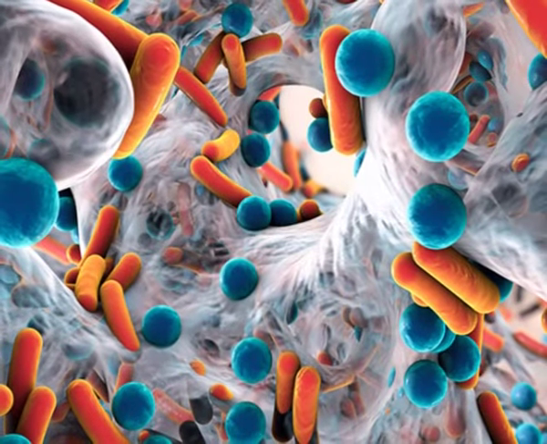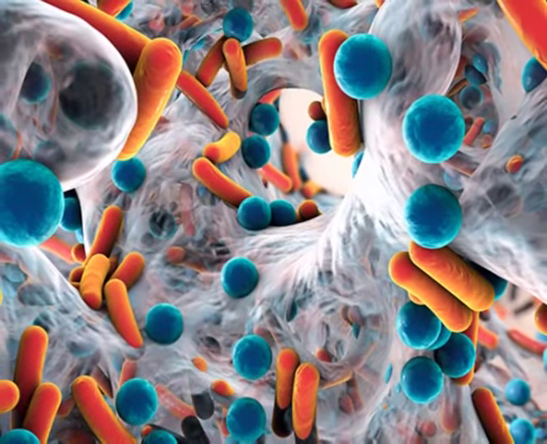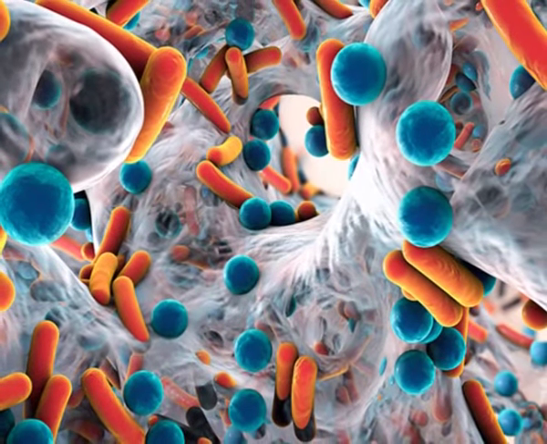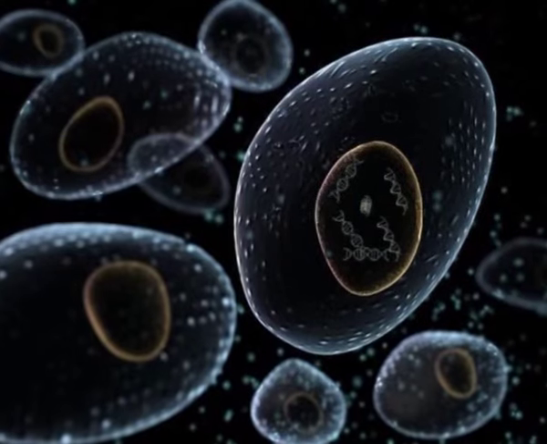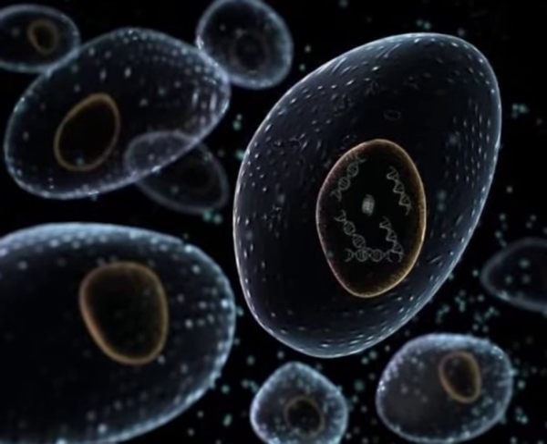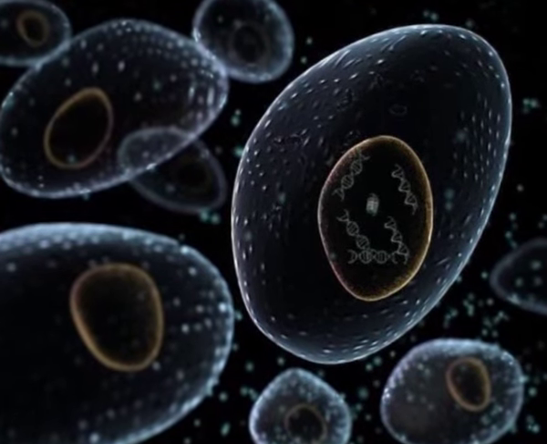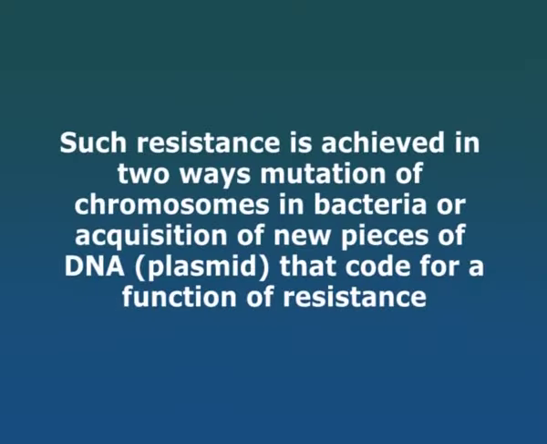Acquired resistance. Acquired resistance means that the given line of a type of bacteria acquired the ability to oppose the given antimicrobial drug. Acquired resistance implies a change in the DNA of the bacteria that results in the appearance of new characteristic features. Such resistance is achieved in two ways: mutation of chromosomes in bacteria or acquisition of new pieces of DNA, that is plasmid, that code for a function of resistance.